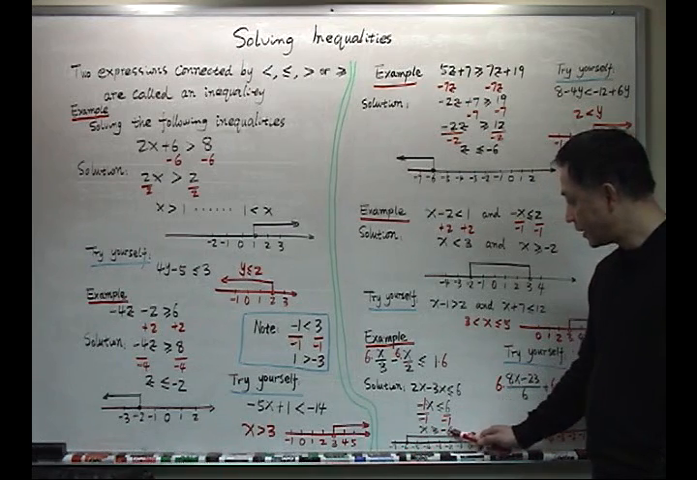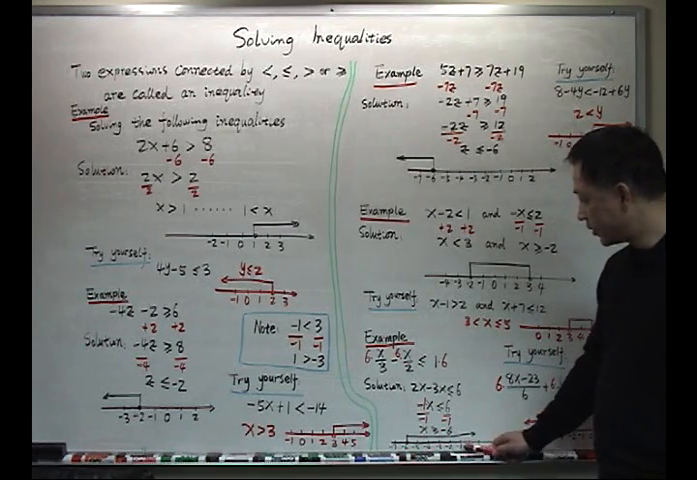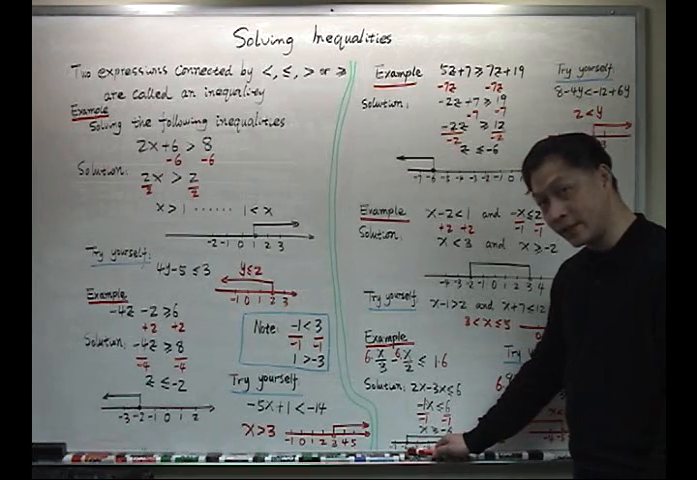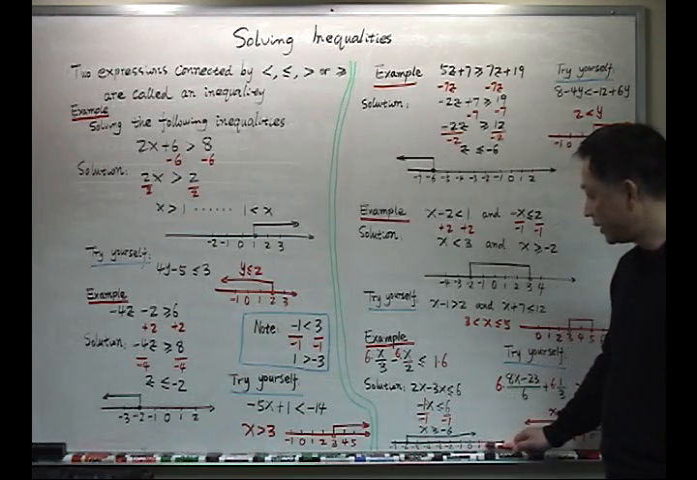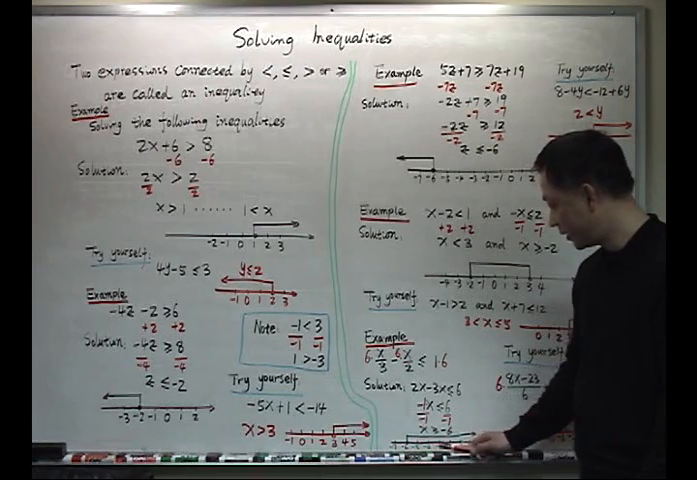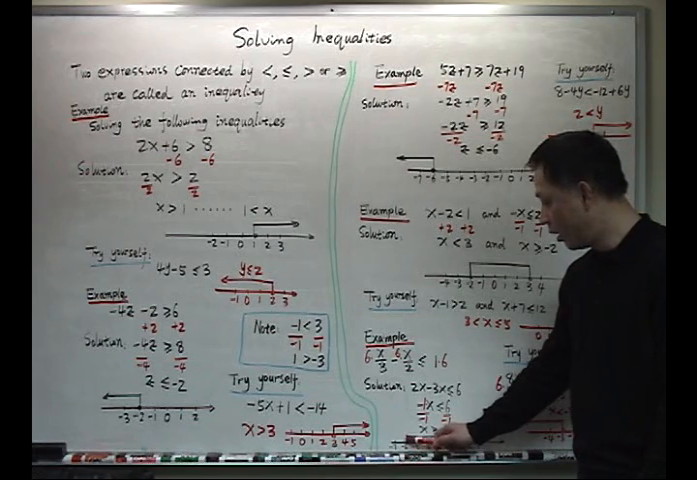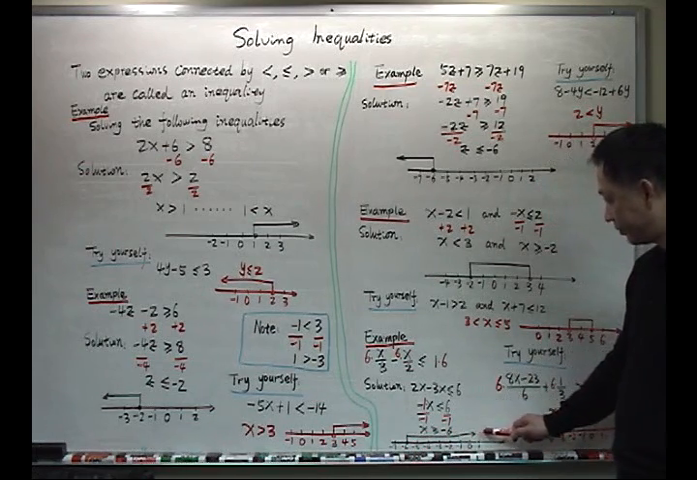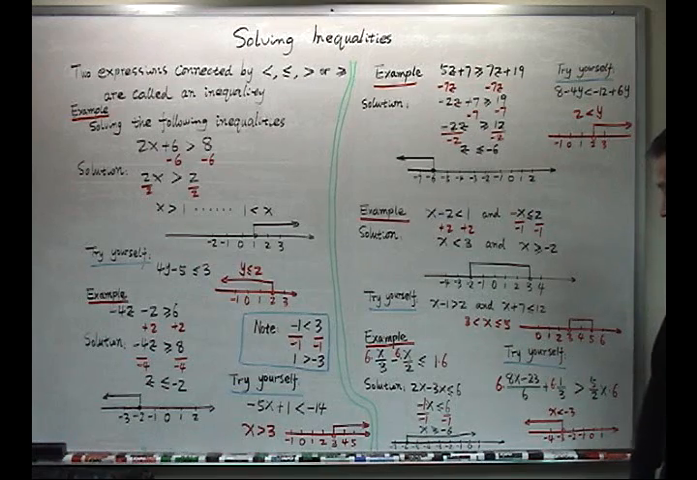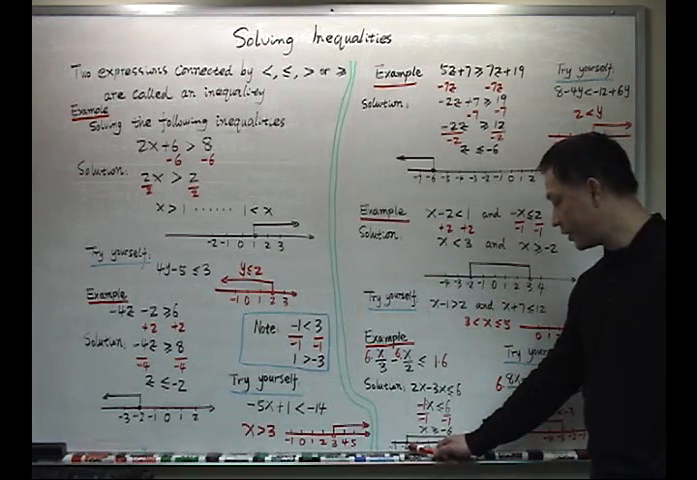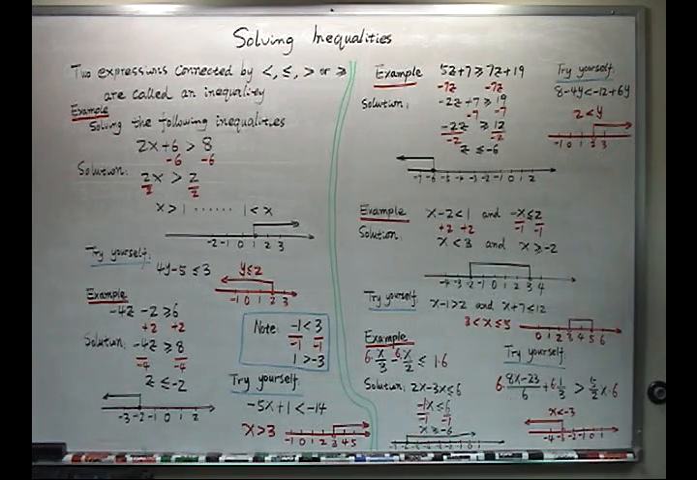x greater than negative 6. All the numbers on the right are greater than negative 6. You see 1 is greater than negative 6. 0 is greater than negative 6. Negative 1 is greater than negative 6. So all the points on the right. Okay? And again, negative 6 is included. Solid point. Try this one yourself.